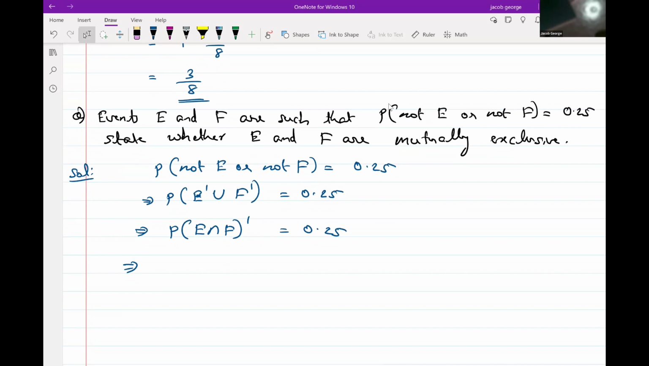If you get P of E intersection F as 0, these are mutually exclusive events. If it is not 0, it is not mutually exclusive. What is your conclusion? Send it in the chat box. Kevin, Sajan and Oda got the correct answer. Others also please respond.